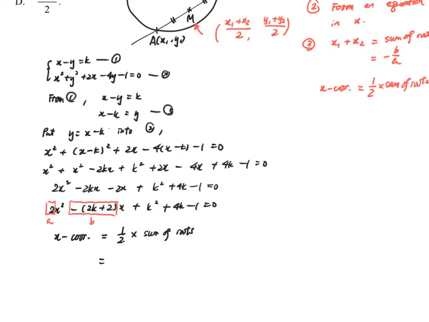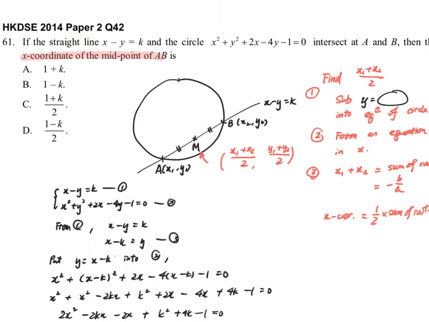The sum of roots is negative b over a. That is negative (negative 2k plus 2) over 2. For the numerator, we take out 2, so we have 2k plus 1, and the denominator is 4. Simplify the fraction, we have k plus 1 over 2. So the answer is C.